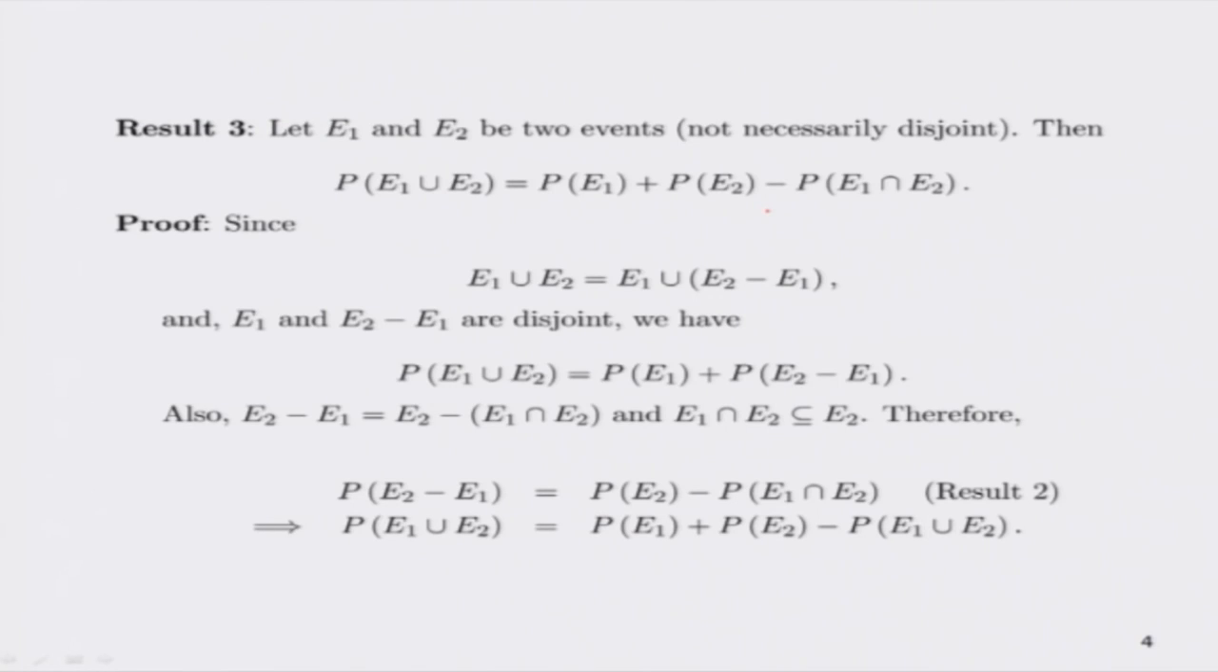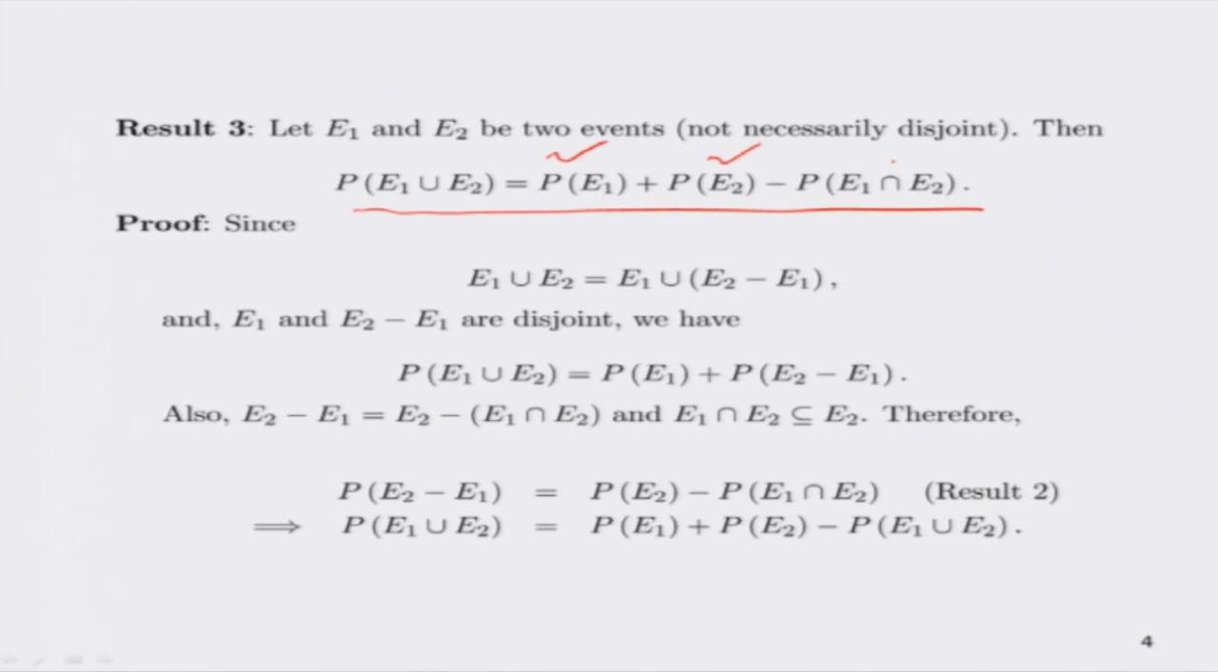Now let's look at the next result, which is result 3. What it says is if E1 and E2 are two events, then probability of E1 union E2 is the same as probability of E1 plus probability of E2 minus probability of E1 intersection E2. Now note that this property doesn't look very surprising. Why? Because probability is a measure. So the measure of E1 union E2 would be the measure of E1 plus the measure of E2, but the measure of E1 intersection E2, which is common to both, I have added in both. So that has been added twice. So I have to subtract it once. So that is how you get minus P of E1 intersection E2.